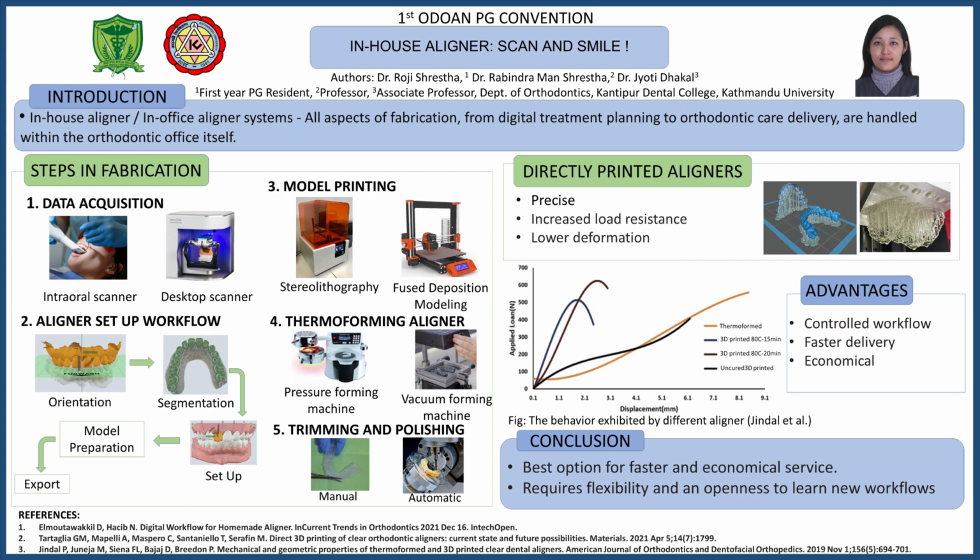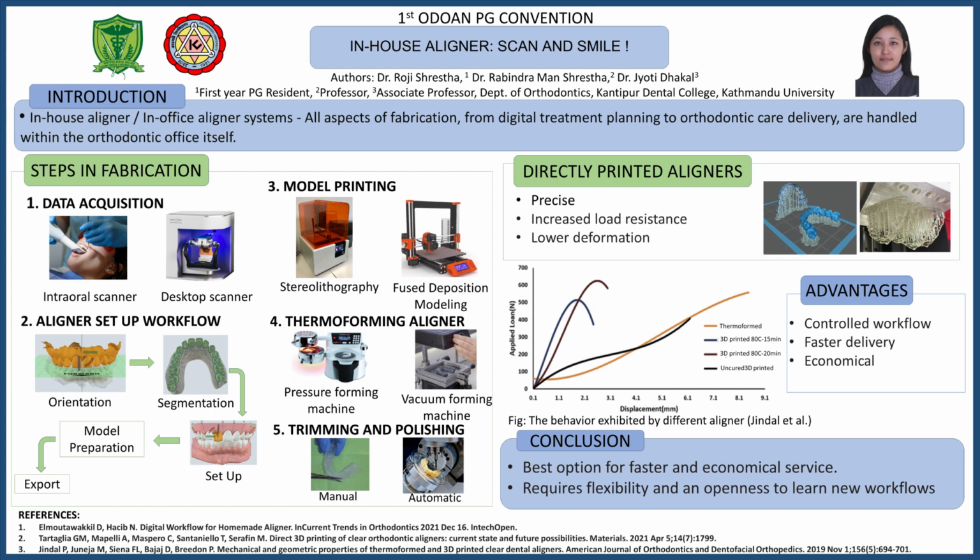Next is the aligner setup, or digital treatment planning, for which numerous software packages are available, and most of them have a typical workflow. First, it begins with the orientation of the model according to the occlusal and sagittal plane. Next is the segmentation, for which the software asks the operator to define the medial and distal surface of the tooth, or the central point on the occlusal surface of the tooth, and in this way the software separates each tooth from the arch.